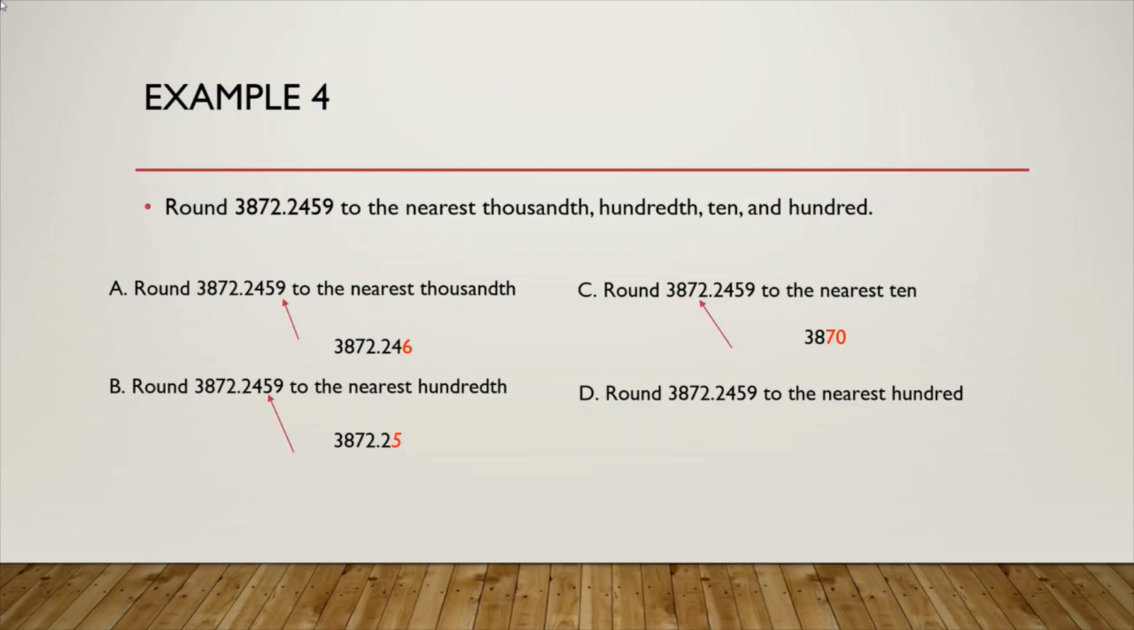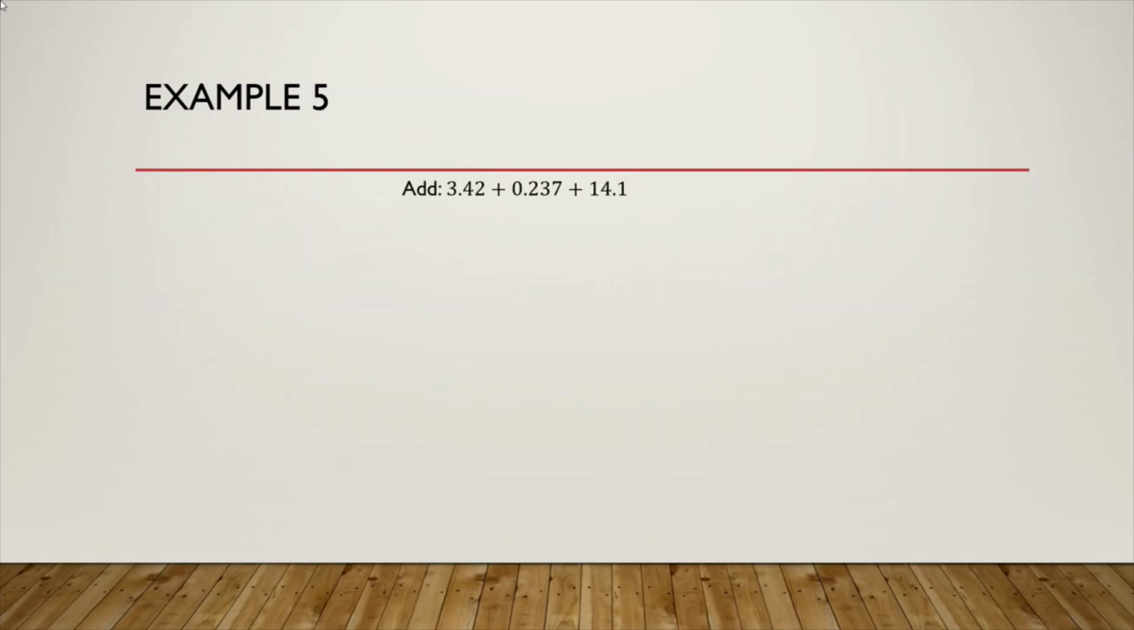So anyways, with letter D, it's the hundreds place, right? It's not hundredths, so it's a hundreds place. So we're going to look at the tens place, which is 7. That 7, since it's 5 or larger, would indicate in the hundreds place that we round up, becoming 3,900. So that's how you would round.